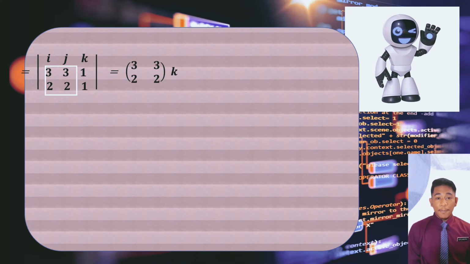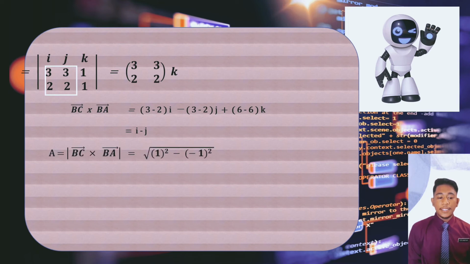Once the multiplication is complete, using the cross multiplication method, we will get BC times BA equal (3 minus 2) i minus (3 minus 2) j plus (6 minus 6) k, and we got BC times BA equal i minus j. A equal modulus BC times BA equal square root of 1 squared plus negative 1 squared, and we got square root 1 plus 1. Then the final answer is square root 2 u squared. U is symbolized for units.